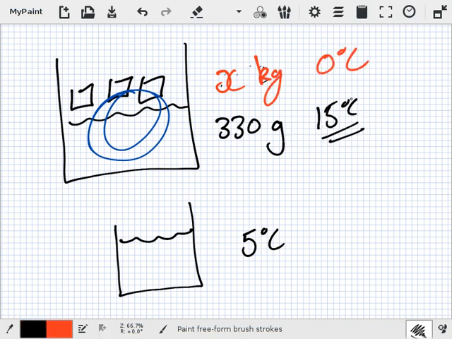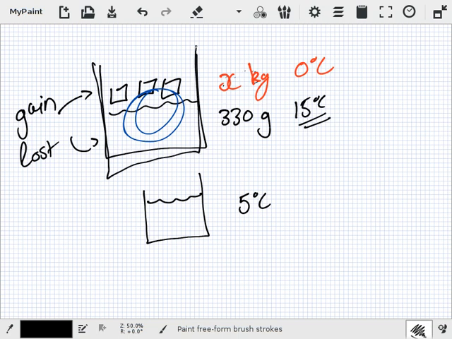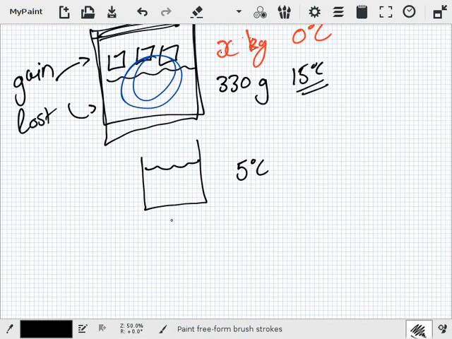So, in this picture here, does the ice gain or lose energy? Gains, good. And the liquid water loses energy. And because this is in a cup which is closed, the energy is not coming in or out, so the gain in the ice must equal the loss in the water. Okay? Right, so let's figure that out.